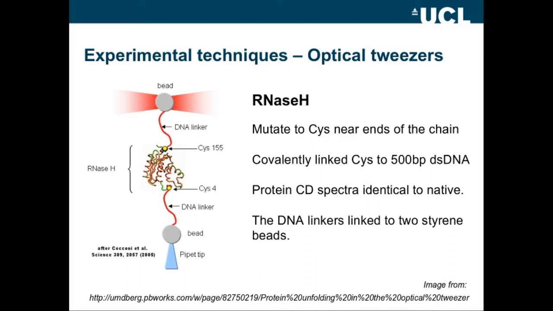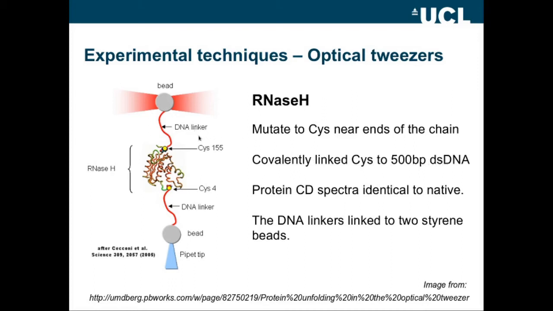Now, another technique that can be used is to look at protein unfolding experimentally. The experiment that I mentioned a couple of slides ago was actually about unfolding. This is another way of looking at unfolding and actually doing it physically. In this case, the protein looked at was RNase H. What happens is that we mutate a residue near the end of each chain to a cysteine, and that is then covalently linked to about 500 base pairs of double-stranded DNA, and that's simply used as a linker.